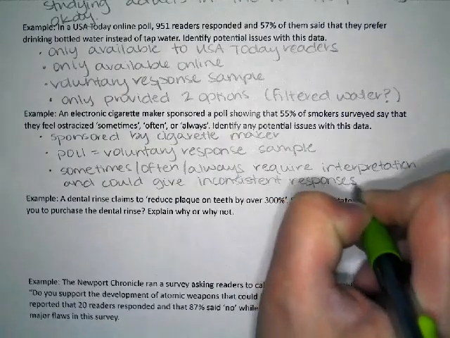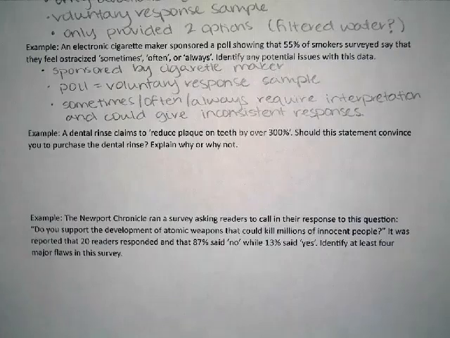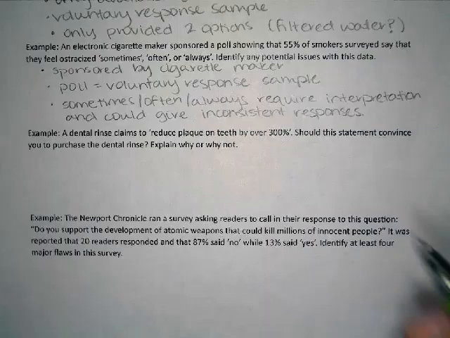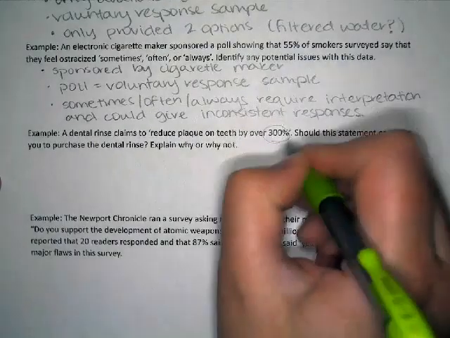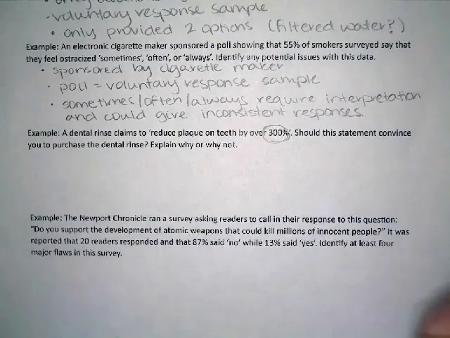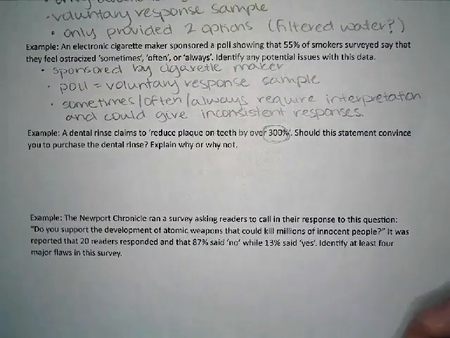All right. The next example says, a dental rinse claims to reduce plaque on teeth by over 300%. Should this statement convince you to purchase the dental rinse, explain why or why not? So with this one, you have to kind of understand how percentages work. And the key here is the 300%. So your gut might say 300%, that's great. That's better than 100%. 100% is probably good. 300% is probably better.